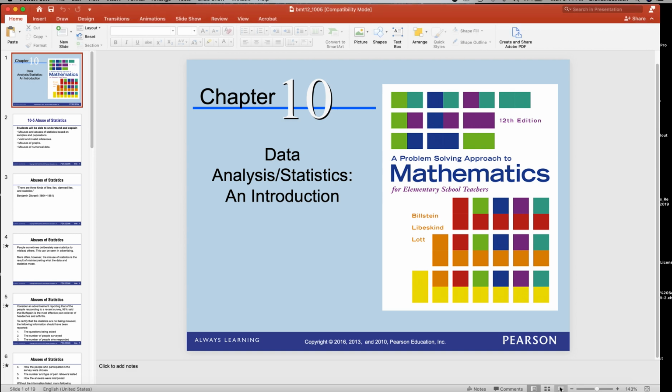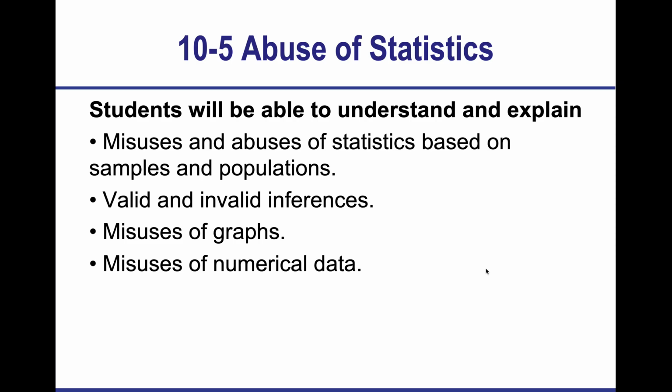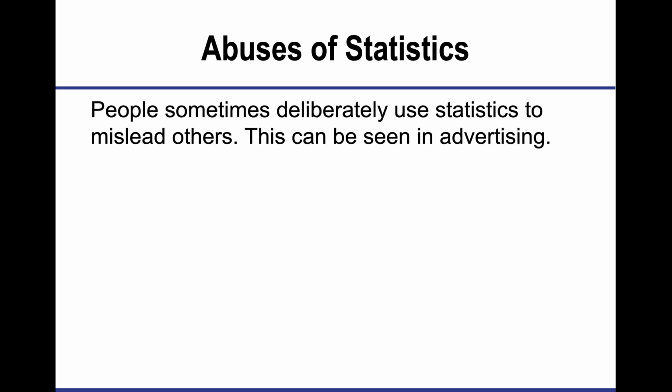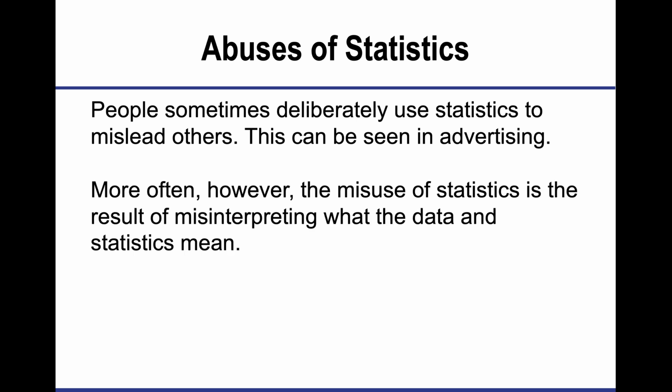We're going to look at the last section of chapter 10, which is going to be the abuse of statistics. So we want to start opening our students' eyes to not every number presented is going to be accurate. Abuses of statistics. A lot of people say statistics lie. So this is what this lesson is about. People sometimes deliberately mislead people with statistics, and this is often seen in advertising. But usually it's misinterpreting the data, and it's not necessarily an intentional misleading, except in advertising, that's probably the case.